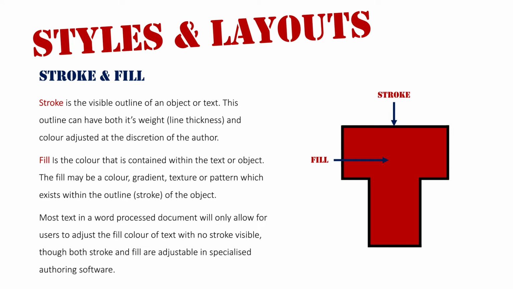Now, most word processing applications don't let you really manipulate the stroke. They really only let you change the color of the text, and they will classify it all as fill. But in other authoring software, more specialized software for the creation of text, they will let you manipulate both these levels, where you can manipulate both the stroke and the fill and make them different and separate colors. And that's what we need to understand here in the context of multimedia. So it's not done as much in word processing software, but more so in text authoring software where we can manipulate both the stroke and the fill.